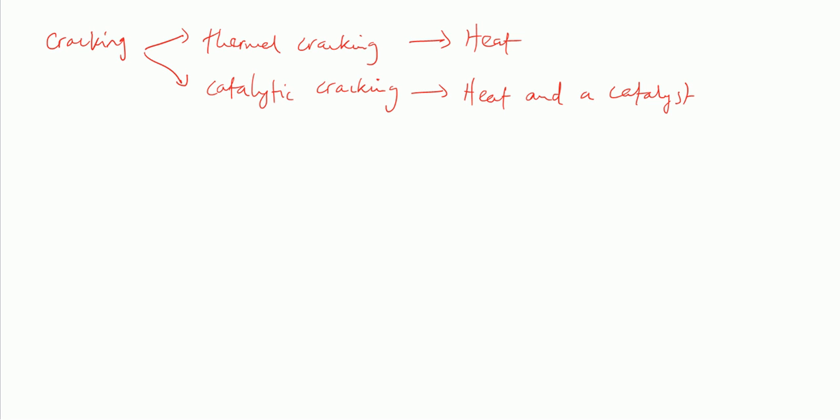So let me give you an example. Suppose you have something like C5H12, and we heat this, we can end up with C3H8 plus C2H4, right? You see the C2H4? This is an alkene, which in the world of organic chemistry is very valuable, right? It is used as a feedstock to make other things in organic chemistry.